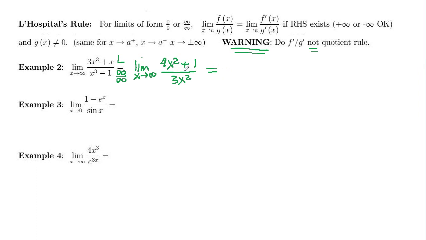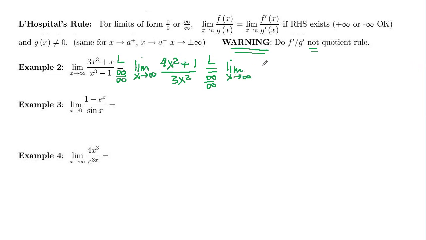Now, this is still an indeterminate form. The top and the bottom are still approaching infinity. But we can apply L'Hopital's rule again. So if you still get an indeterminate form, you can keep applying L'Hopital's rule as long as you finally get a limit that exists. So this will be then the limit x approaches infinity.